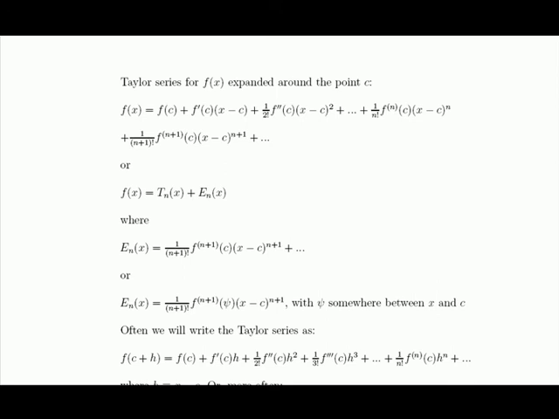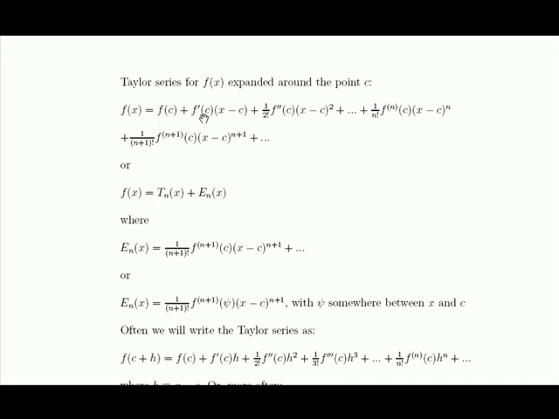In particular, we're going to use the Taylor series a lot in this course, so let's review a little from Calculus 2. The Taylor series for an arbitrary function f expanded around the point c, you recall, looks like this: f of c plus f prime of c times (x minus c) plus 1 over 2 f double prime at c times (x minus c) squared, and so forth. It's essentially an infinite degree polynomial.